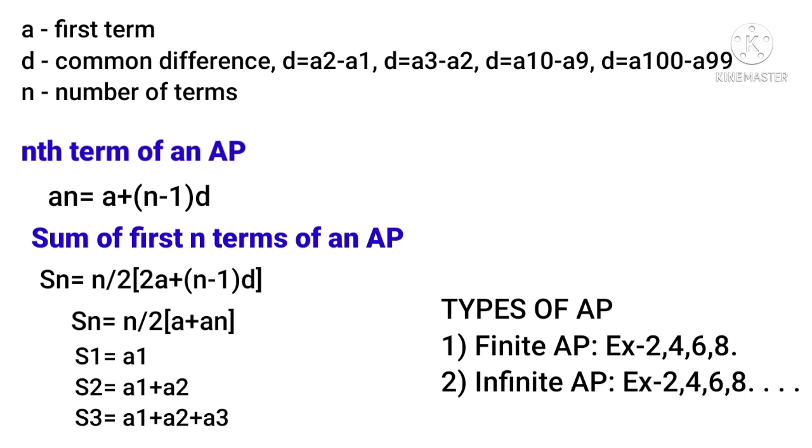The next one is infinite AP. Infinite AP is the one which consists of an infinite number of terms. For example, 2, 4, 6, 8 and so on. This is called an infinite AP.